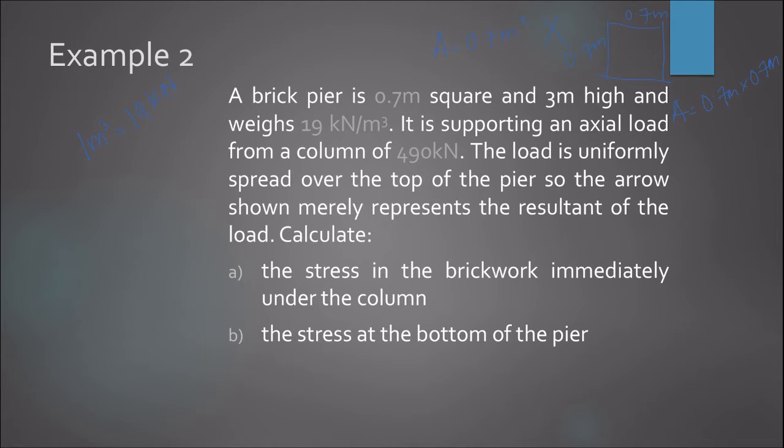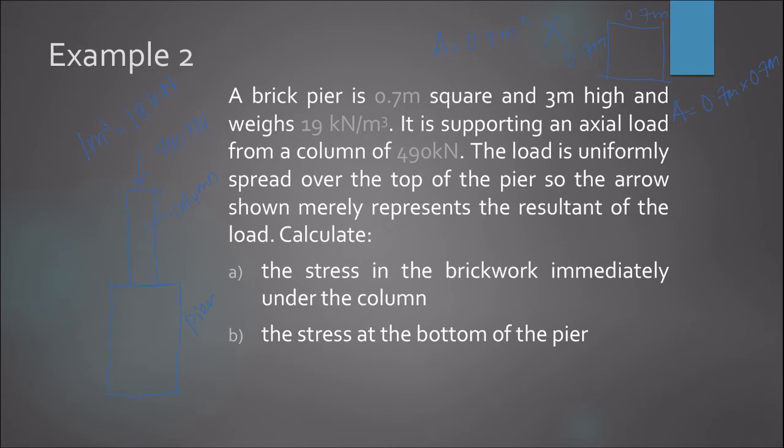Okay, let's just draw how it actually looks like. So you have this is the column, okay, and below the column at the very bottom you have the pier. So the pier is actually like a column, but it is bigger, and normally you would use it for a bridge. The load is uniformly spread over the top of the pier, so the arrow shown merely represents the resultant of the load. Okay, so the load is 490 kilonewton.